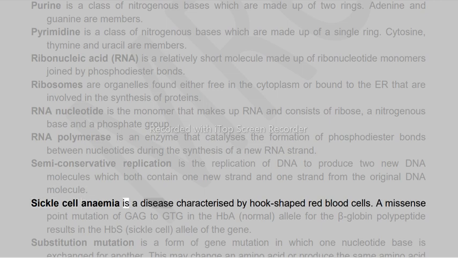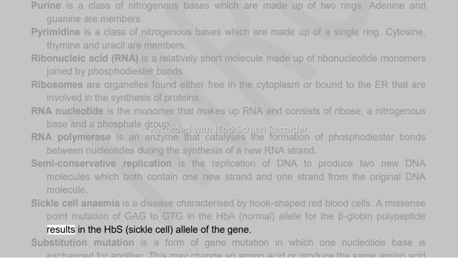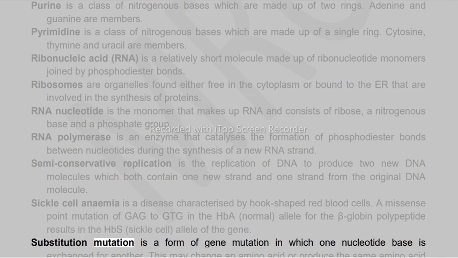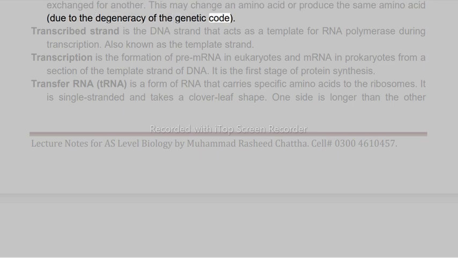Sickle cell anemia is a disease characterized by hook-shaped red blood cells. A missense point mutation of GAG to GTG in the HbA, normal, allele for the beta-globin polypeptide results in the HbS, sickle cell, allele of the gene. Substitution mutation is a form of gene mutation in which one nucleotide base is exchanged for another. This may change an amino acid or produce the same amino acid, due to the degeneracy of the genetic code.